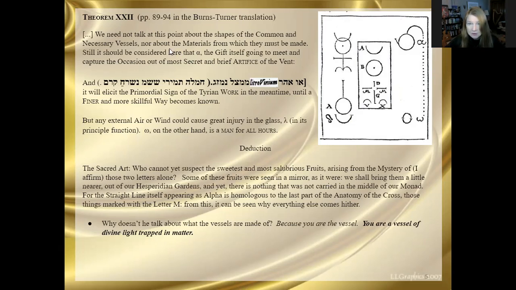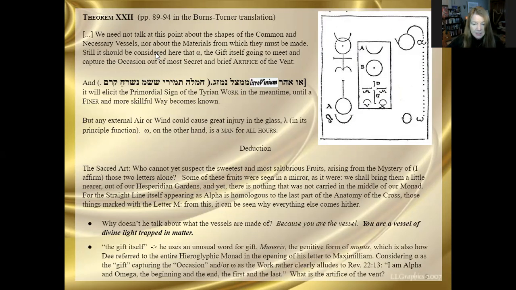Okay, so that's what's been going on in the hieroglyphic monad. When he says the gift itself, that is the same semi-unusual Latin word for gift that he used right in the opening of the letter to Maximilian, munus. It's usually used for a tithe or an offering rather than just a physical gift. It's a spiritual gift. And so he has before and here referred to the entire monad as the gift.